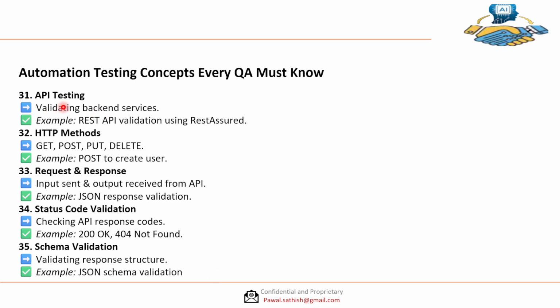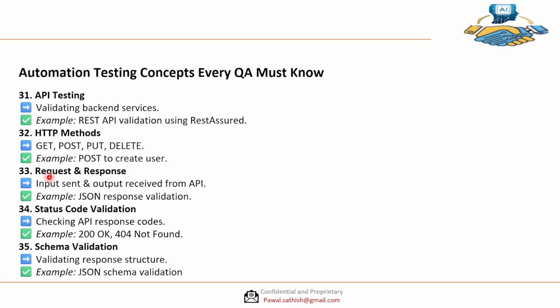Then API testing. It's validating the backend services. So we validate REST APIs using REST Assured. And what are the HTTP methods we are covering as a part of API testing? Like GET, POST, PUT, DELETE. POST is used to create a user, and it returns a response code like 201.